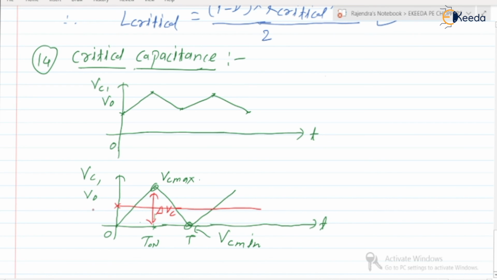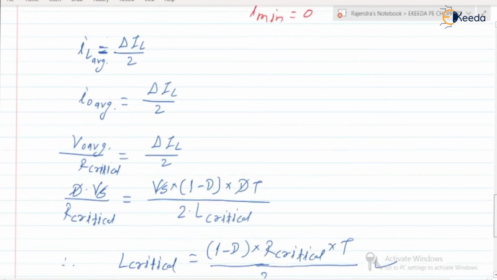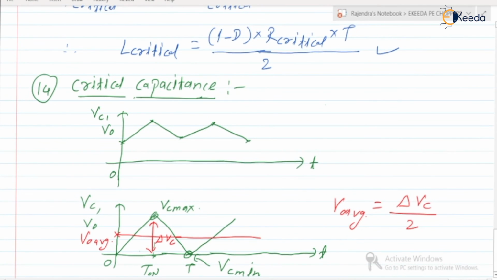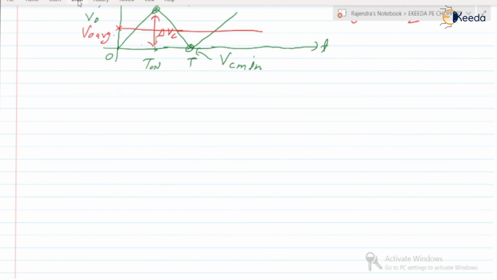Okay, what is the average? It is V0 average. Okay, V0 average is equal to what? You can write V0 average is equal to delta Vc divided by 2. Are you getting the point? Okay, so from this, if you check, V0 average is delta Vc by 2. Okay, so we can write Vc average or V0 average as, yes, therefore we can write V0 average equal to delta Vc by 2.